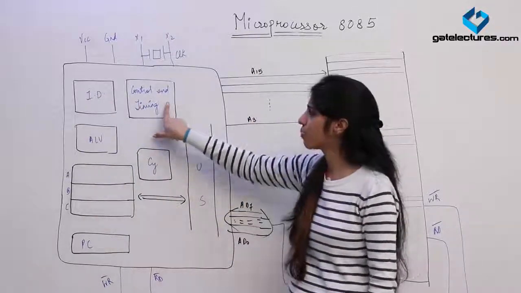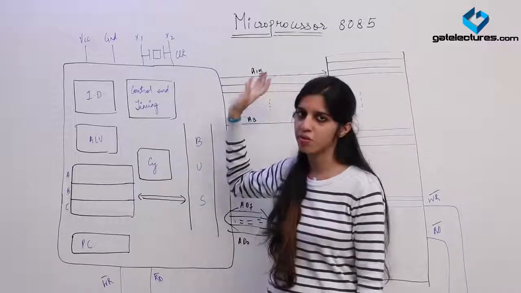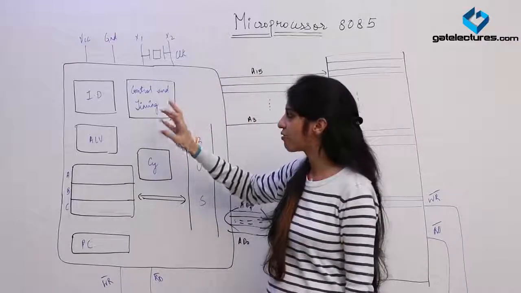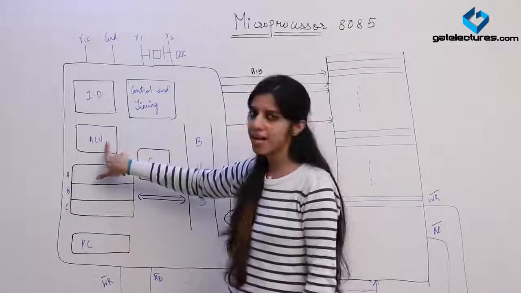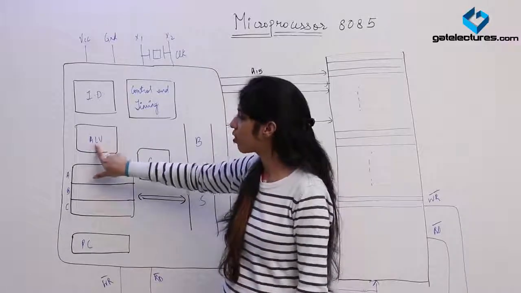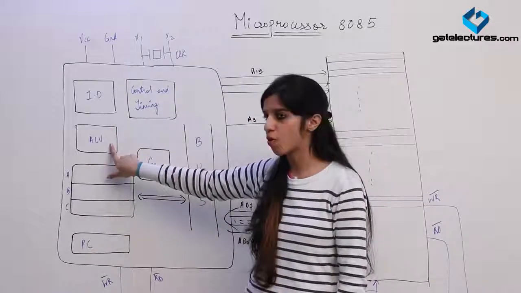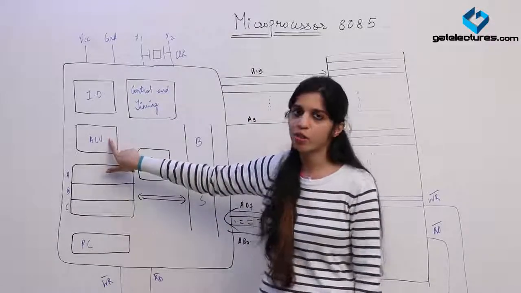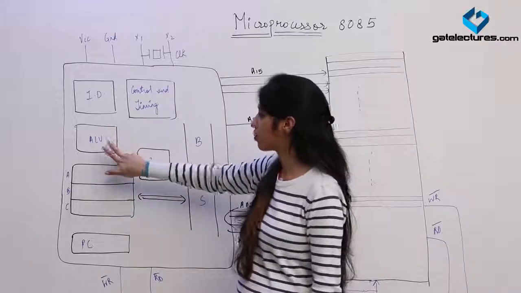This is a control and timing unit. This is going to synchronize things, when you are going to access the memory, when the input output has to be accessed, everything. This is going to be done by control and timing. This is the main part, the ALU. ALU is arithmetic logic unit. This is going to perform all the arithmetic and logical operations. It is going to have a number of adders, subtractors, AND gates, OR gates. All this is going to be here.